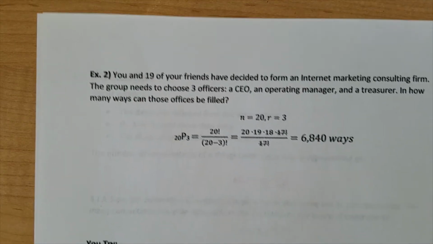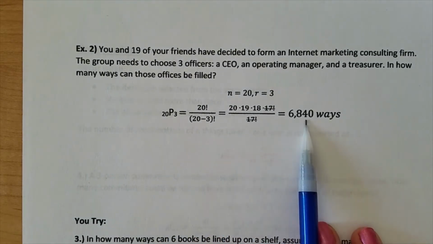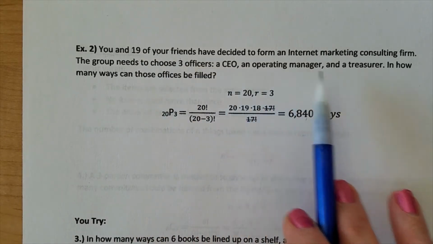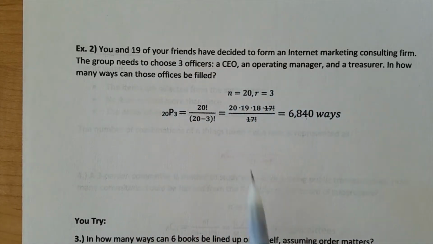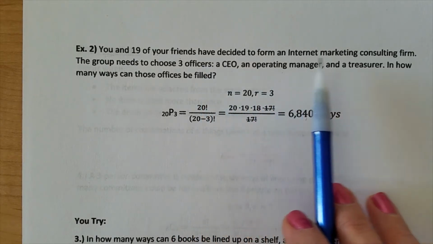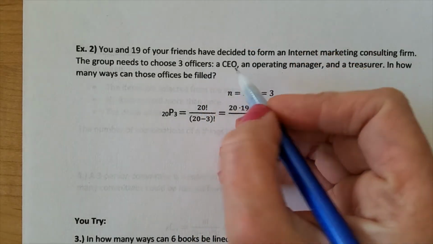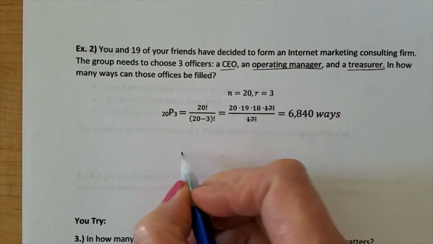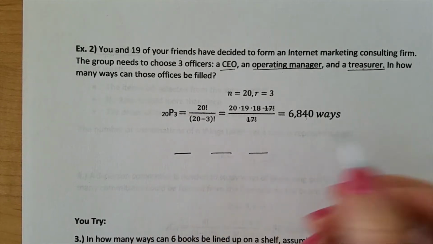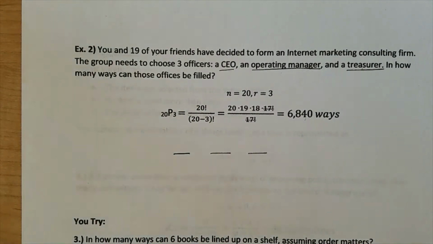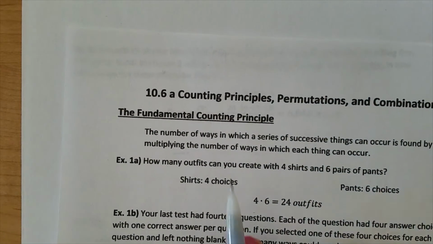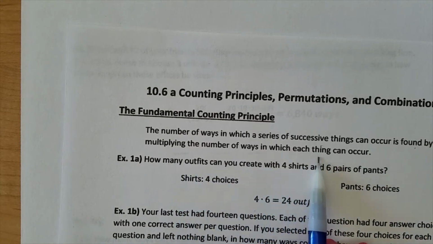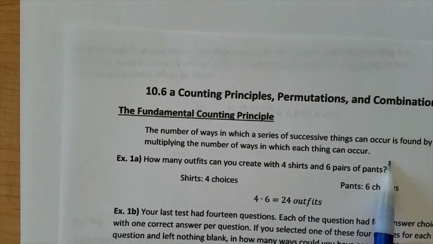This is example 2. We use the formula here. You and 19 of your friends, that's 20 people, have decided to form an internet marketing consulting firm. We need 3 officers, a CEO, an operating manager, and a treasurer. So that is 3 choices. Now, the fundamental counting principle again states that the number of ways in which a series of successive things can occur is found by multiplying the number of ways in which each thing can occur.